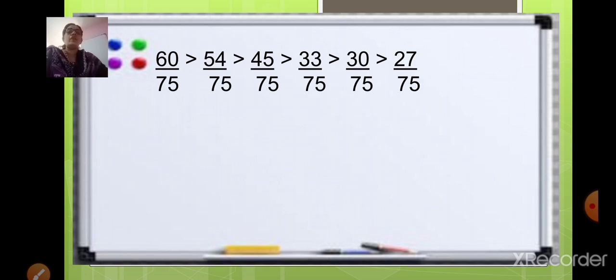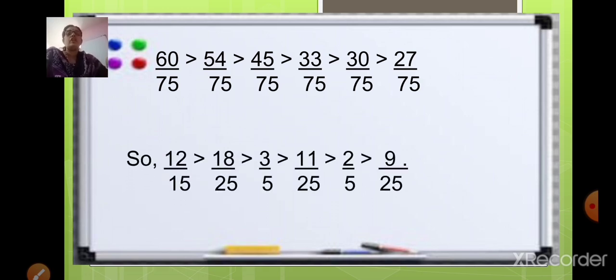Okay. So now when you arrange it in descending order, you'll replace it with the original fractions which was given in the question. So 60 upon 75 means 12 upon 15 is greater than 18 upon 25 is greater than 3 upon 5. 3 upon 5 is greater than 11 upon 25 and 11 upon 25 is greater than 2 upon 5 and 2 upon 5 is greater than 9 upon 25. Okay. So do it very carefully, children.